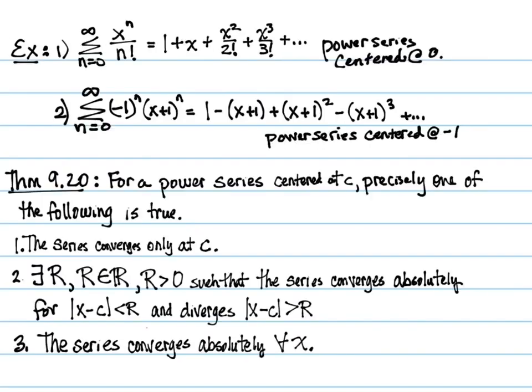Series converges absolutely for all x. That upside down A means for all. Yeah, it will converge absolutely for every value. So actually, give me just a second with our definitions and we'll come back if there's still a question.